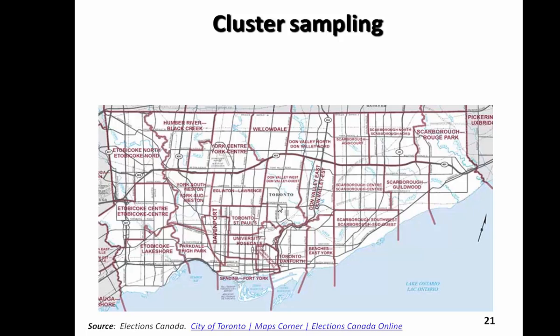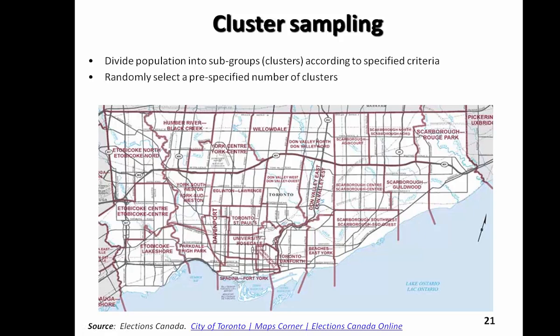Another approach that is used for large populations includes cluster sampling, and this involves dividing the population into subgroups or clusters according to pre-specified criteria. And a pre-specified number of clusters are then randomly selected. And then within each cluster, a random selection of a pre-specified number of participants are then made, perhaps using the systematic sampling approach on slide number 18.